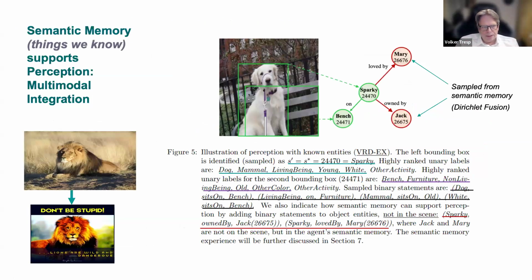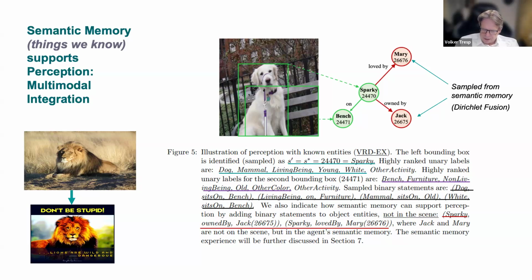So here's an example about semantic memory, which is about things we know. So we know that lions are dangerous. We don't have to have a personal experience. And here we have two bounding boxes in this image. One is identified as Sparky, the other one as a bench. Or more concretely, we have several labels for this bounding box. It's Sparky, but also dog, mammal, living being, young, white. And for this second bounding box, it's a bench, furniture, non-living being, old, and other color. And for the triples, we have dog sits on bench, living being sits on furniture, mammal sits on old, white sits on bench. So it's sort of this bag of decoding sort of idea.